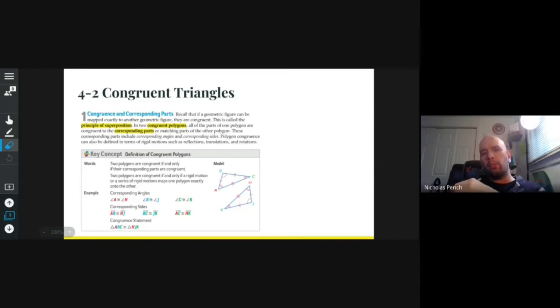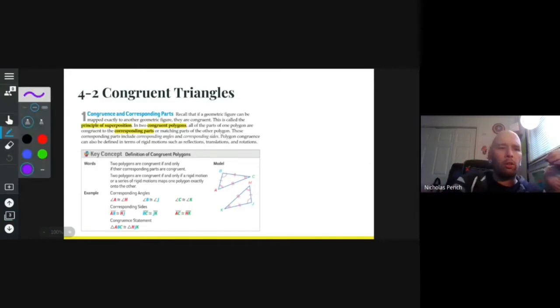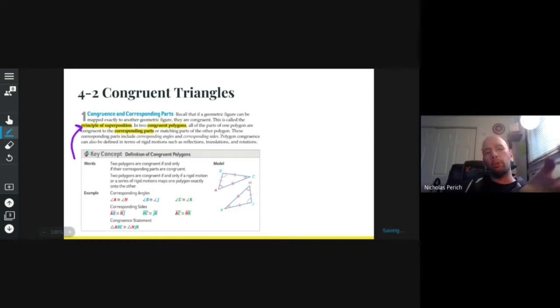Recall that if a geometric figure can be mapped exactly to another geometric figure, they are congruent. All this stuff is just saying, look, I'm never in a million years going to use the phrase the principle of superposition. See, I can't even say the word. I'll never use that phrase ever again.